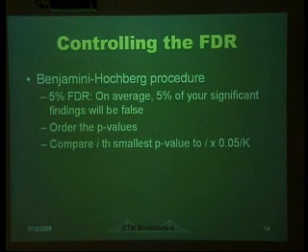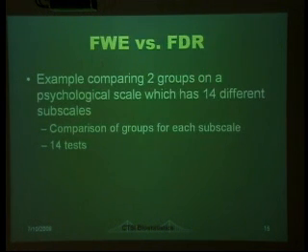In terms of controlling the false discovery rate, the Benjamini-Hochberg procedure is a pretty standard procedure for doing this kind of control. So with a 5% false discovery rate, on average, 5% of your significant findings will be false significant findings, or true null hypotheses. To apply this procedure, first you order the p-values, and then you compare the ith smallest p-value to a threshold of i times 0.05 divided by k. So we'll look at an example of this.